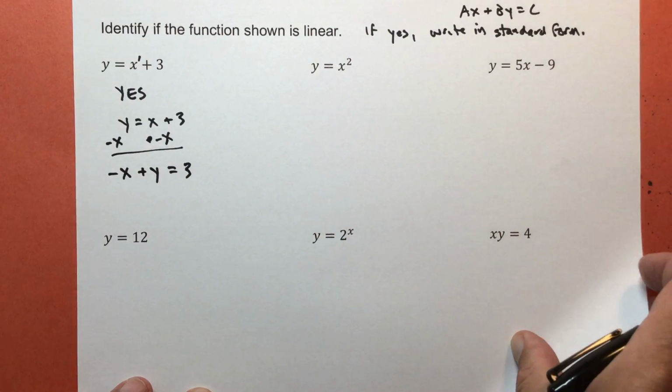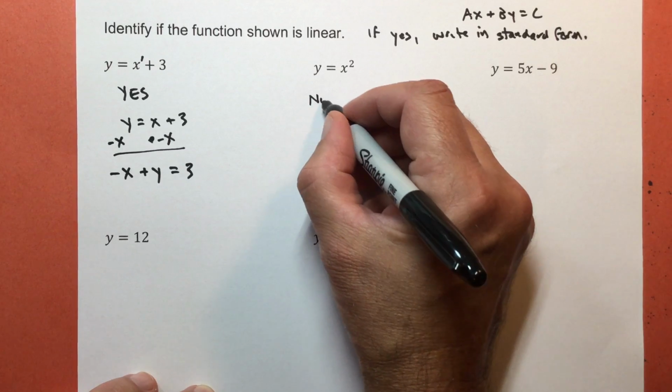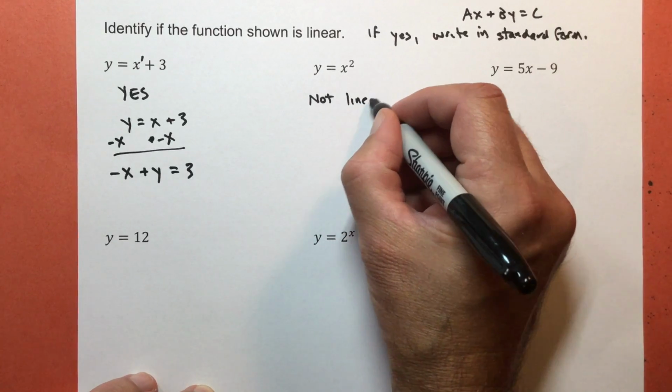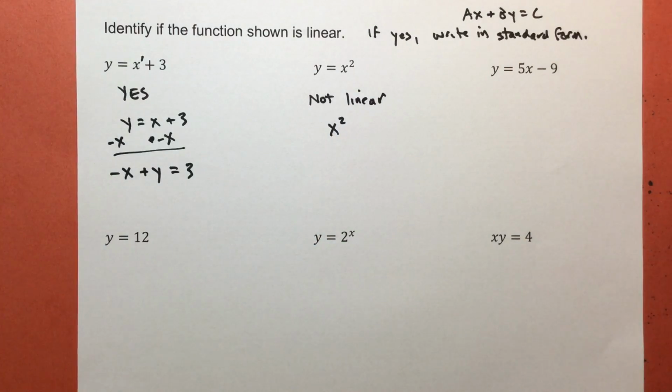All right, let's look at the second one. This one, hopefully you guys are catching this. This is not linear because the exponent is 2. And I said if you see any exponent other than the hidden number 1, which you're not going to see because it's hidden, then it's not linear. And that's it. That's all you got to do with that. You don't have to put it in standard form because it's not linear.